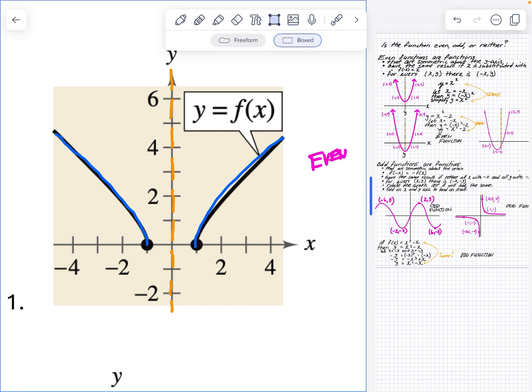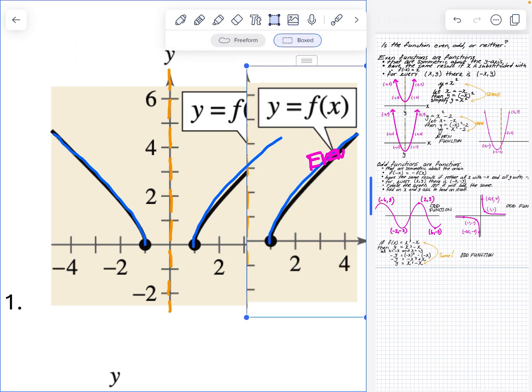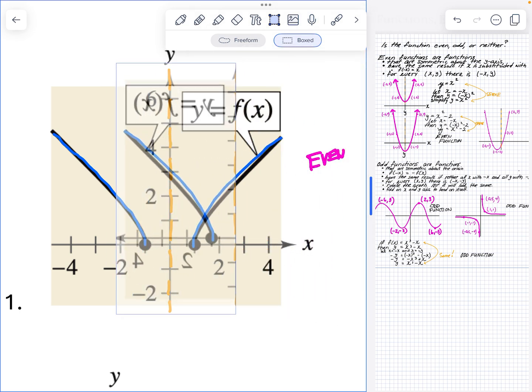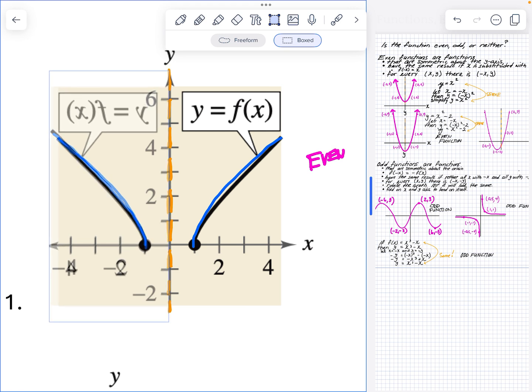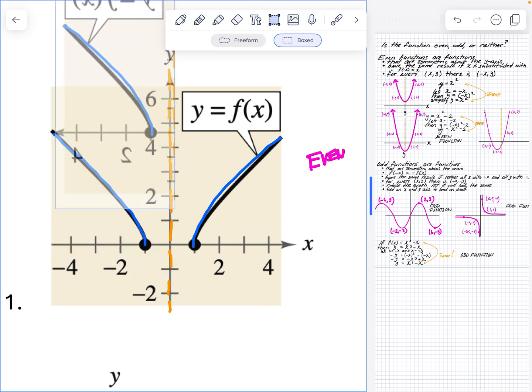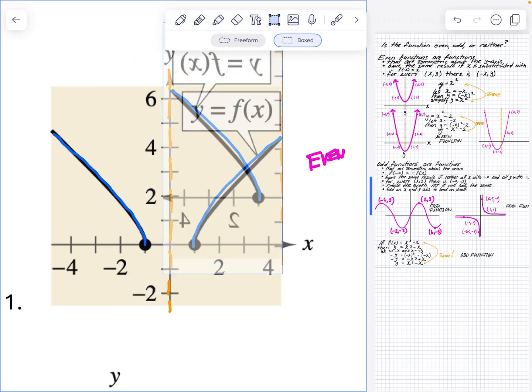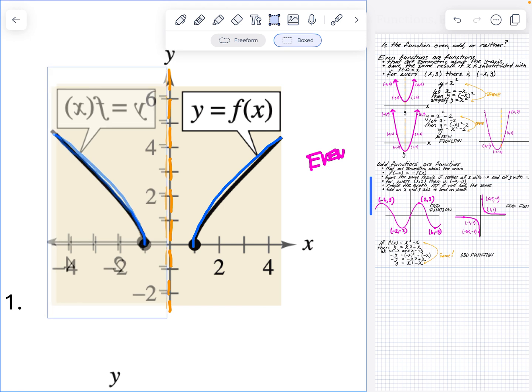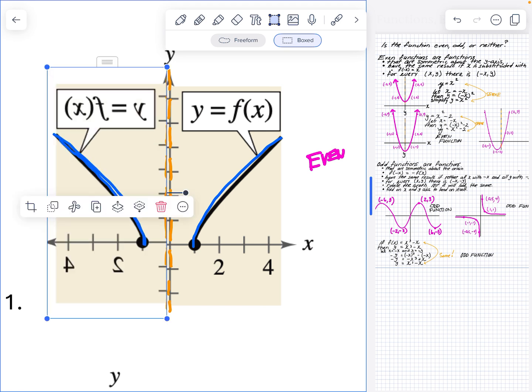Another way to think of that is if you took the right-hand half of this graph and you flipped it over, would it be in the exact same place on this side? And the answer to that is yes, it would. So this piece right here is this right-hand side flipped over. And when we flipped it over, it landed right on top of itself. So that makes it even.